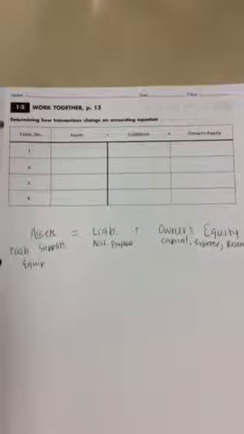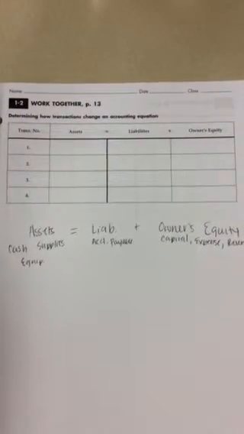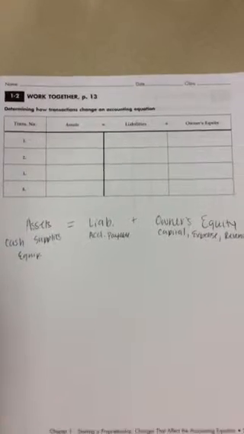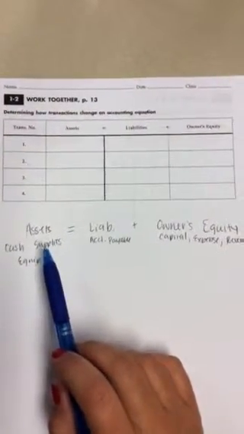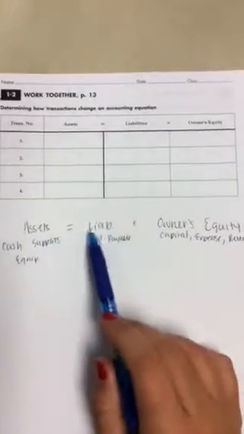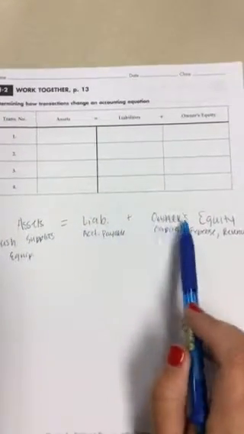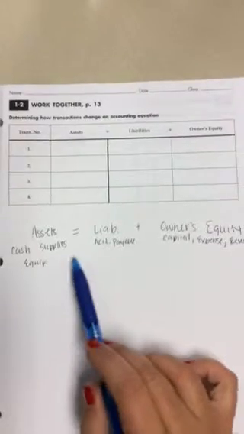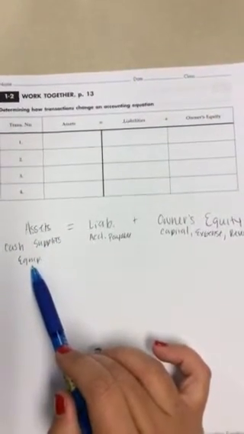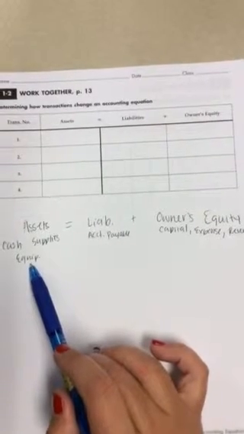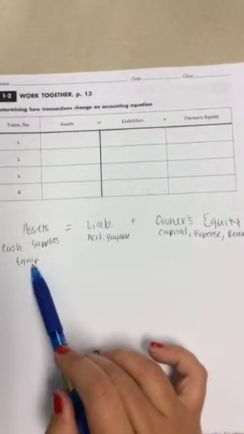Okay, we are working on chapter 1, section 2 today. With this, I have written down some notes. We talked about our accounting equation, which is assets equals liabilities plus owner's equity. So I just kind of wrote down some examples. I have cash, supplies, equipment for assets. These are just kind of some of the basic ones to touch base.